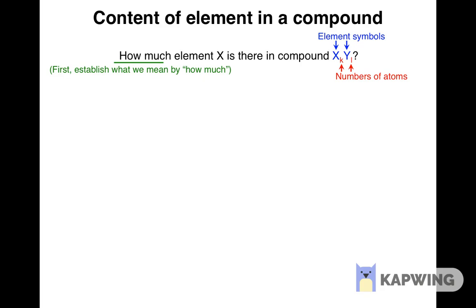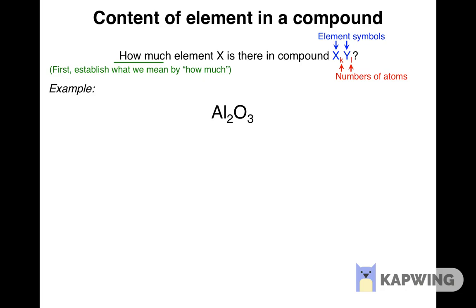Consider the example of aluminum oxide, empirical formula Al2O3. If we ask how much aluminum there is in this compound, we may actually mean two different things. We might be interested in how many atoms of aluminum there are in an aluminum oxide sample. Alternatively, we might be interested in how many grams of aluminum there are in the aluminum oxide sample.